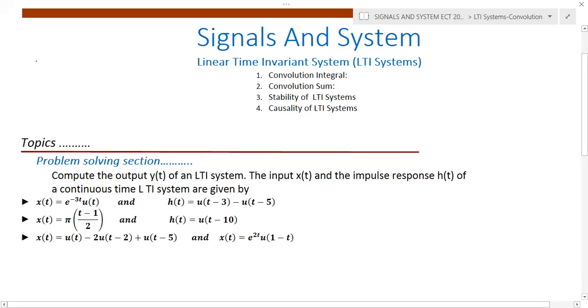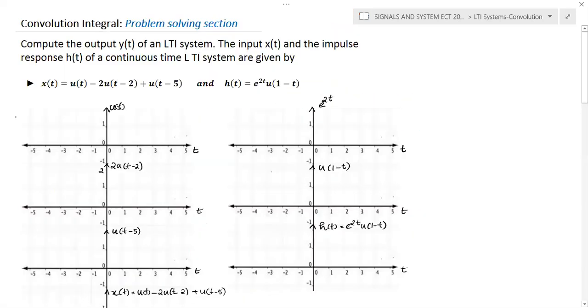The continuation of the previous lecture. Already we discussed the two problems in the previous lecture. Now we'll discuss the third question. So in this particular problem, we will perform the convolution integral problem in a graphical method.